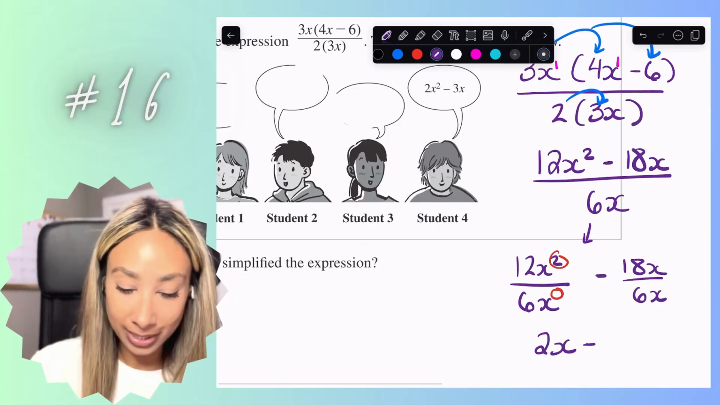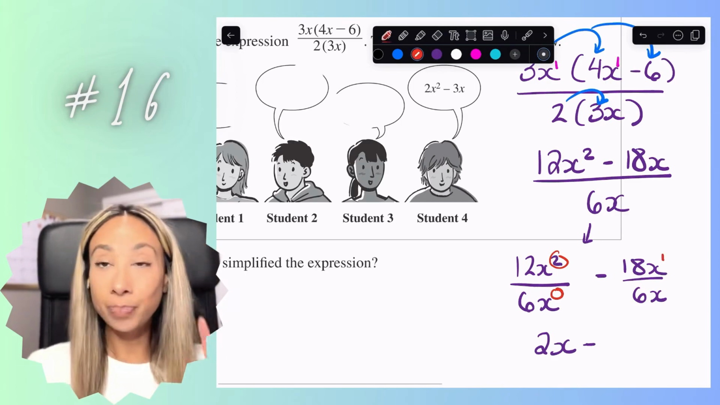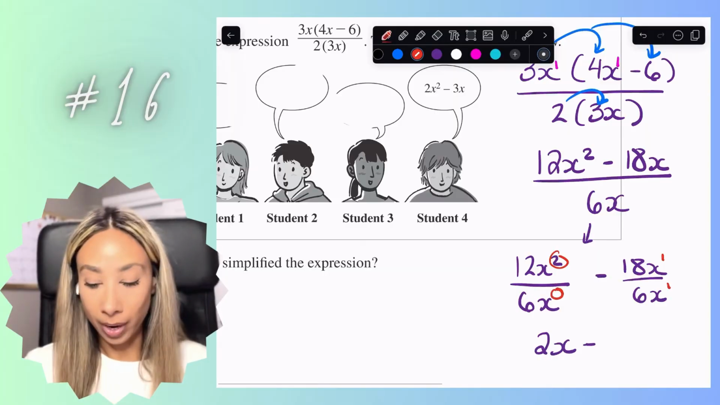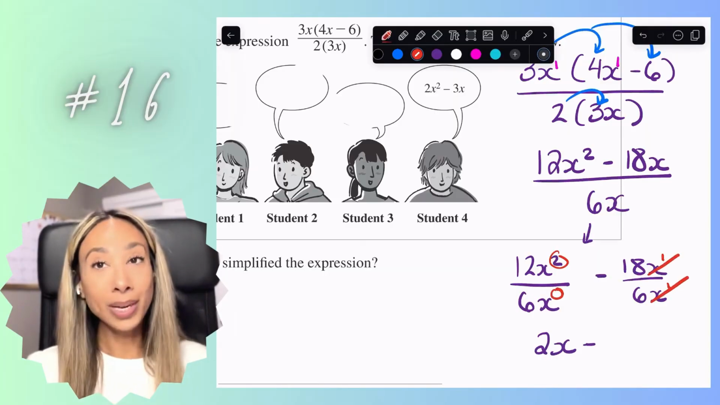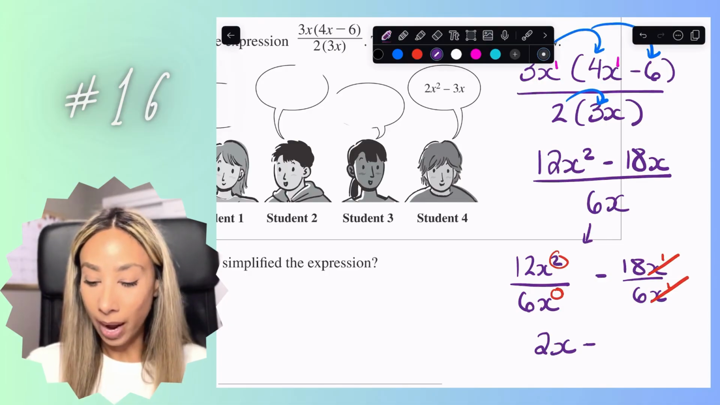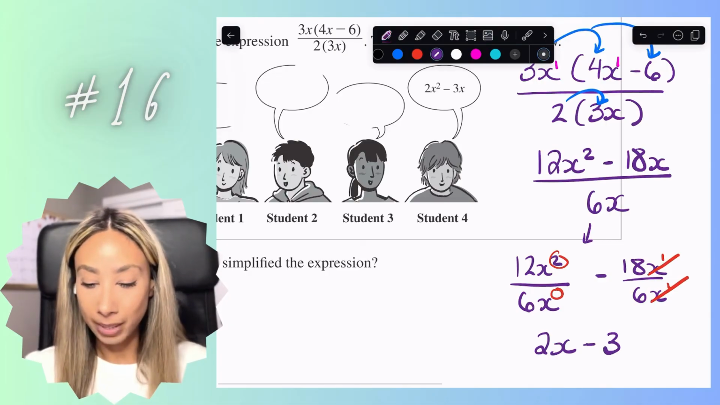Well, actually, I shouldn't say that. Technically, we're going to take away the degree of 1 on both x's, which gets us to 0, which we don't need to worry about, right? So they cancel. And then we can say, well, what's 18 divided by 6? 18 divided by 6 is 3. So our answer is 2x minus 3.